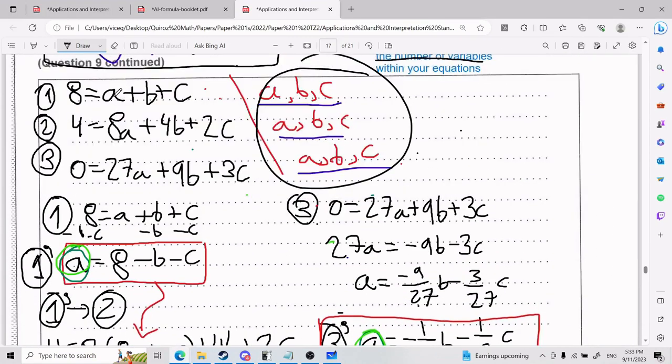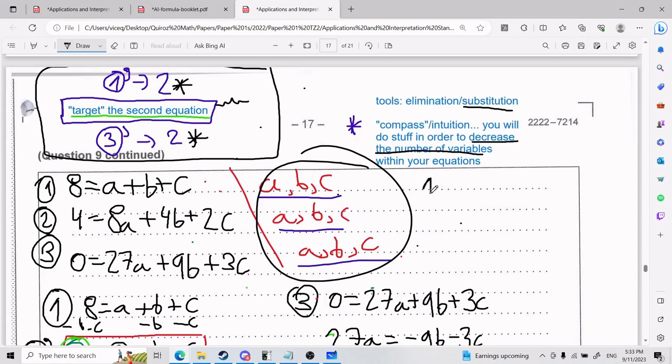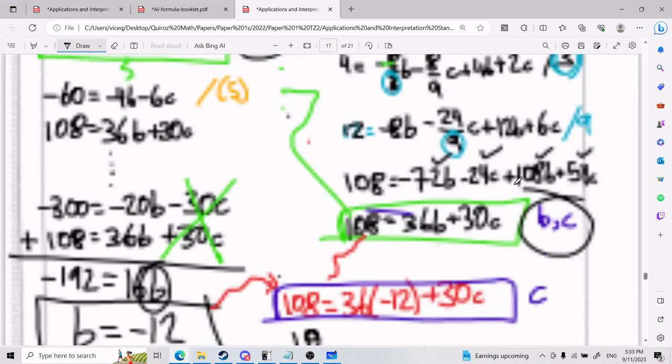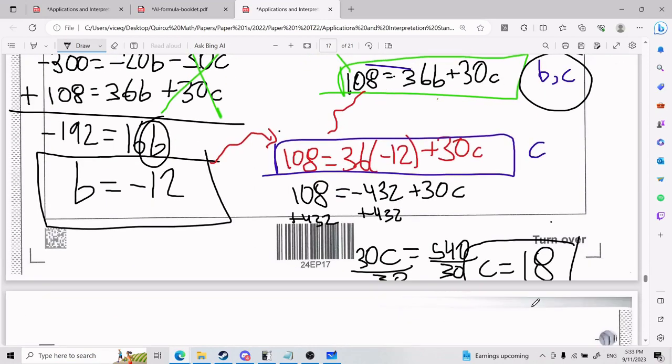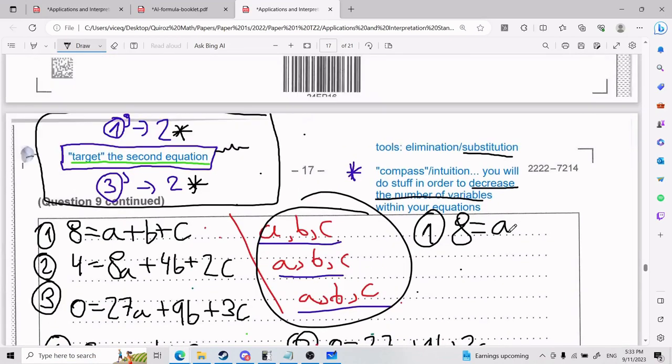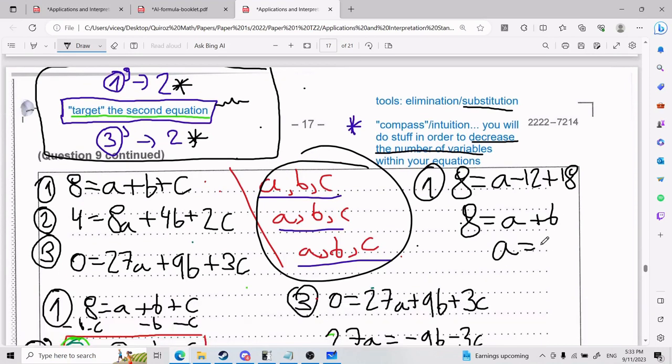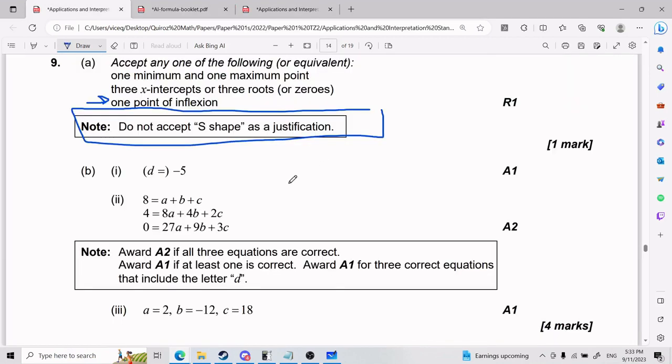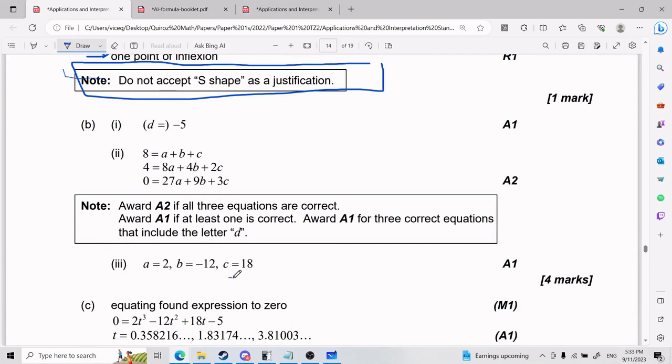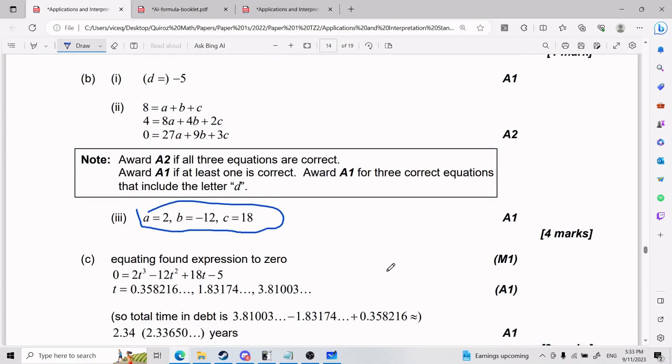Now I can plug it into the first one even. So I'm going to go into the first one with all the stuff I know now. A is A, B we said was negative 12, C we said was 18. So negative 12 plus 18, 6, 8 equals A plus 6, means that A equals 2. We check the answer key just to double check. A is 2, B is negative 12, C is 18, ladies and gentlemen.